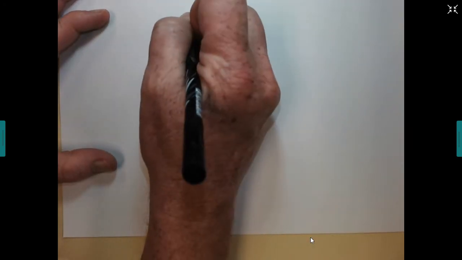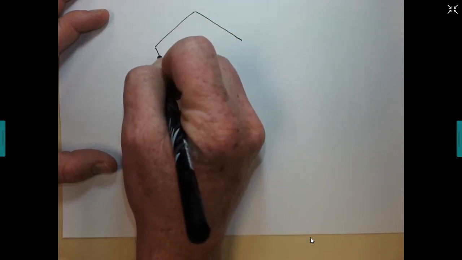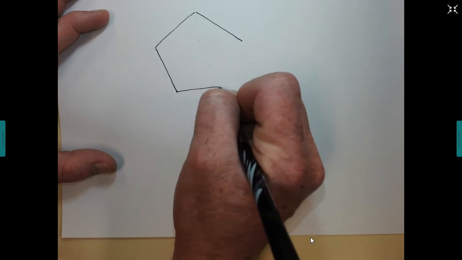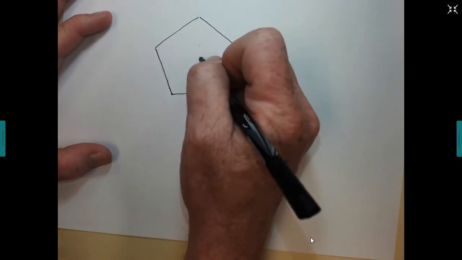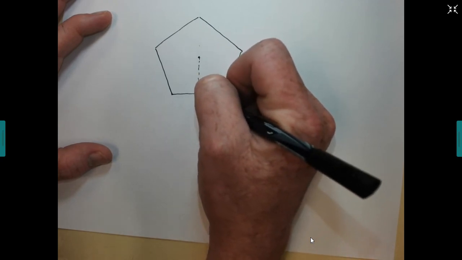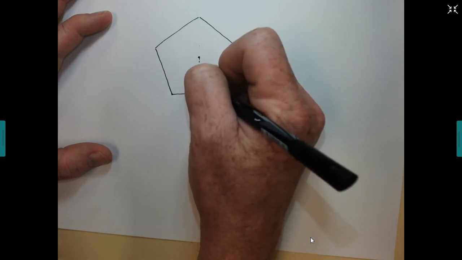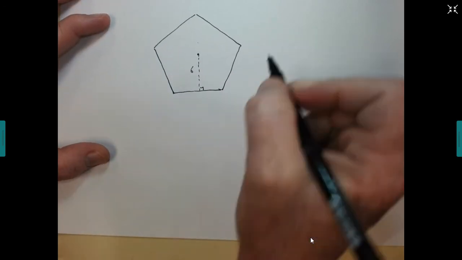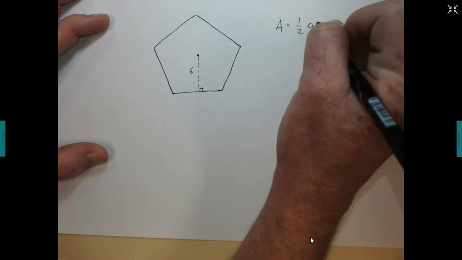I'll give you a regular pentagon this time. Maybe this time I know the apothem, but I don't know any of the sides. Let's say the apothem is 6. I want to find the area of a regular polygon. I'm going to use this formula.